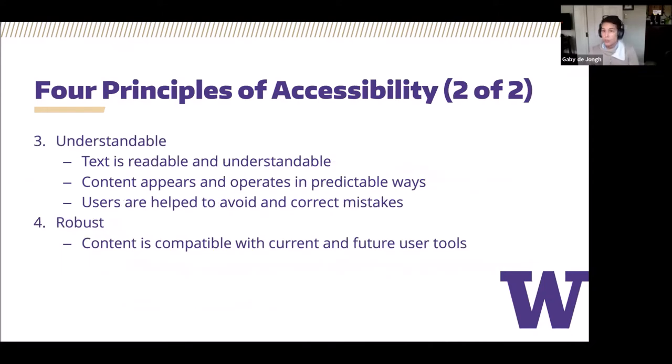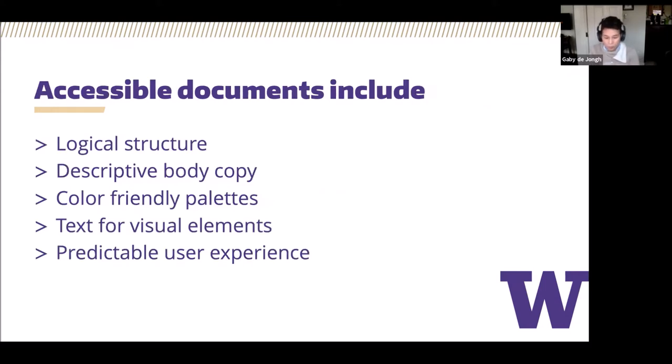The third principle is understandable. Is the text readable, and does it make sense? Does the user understand how to use the interface in which they are viewing the material? And does it behave in predictable ways? Are users prompted to avoid incorrect mistakes? And then finally, the last principle is robust. Is the content robust enough that it can be interpreted reliably by a wide variety of current and future tools?